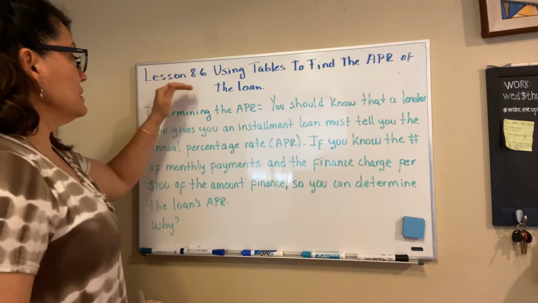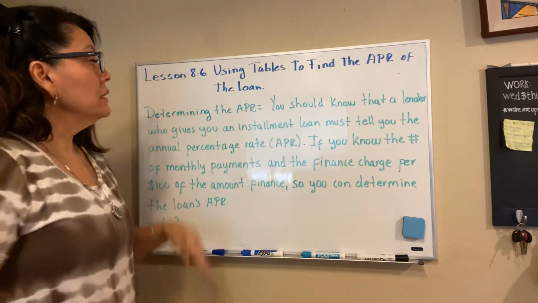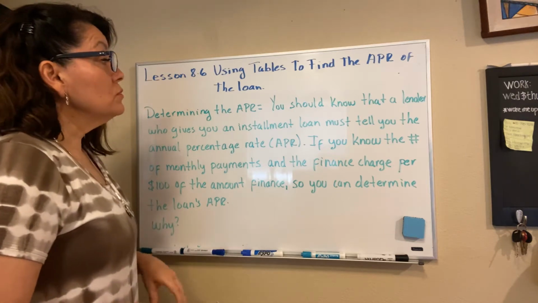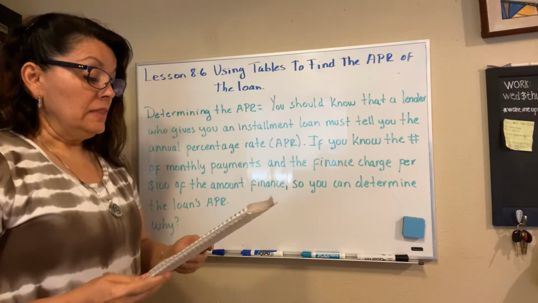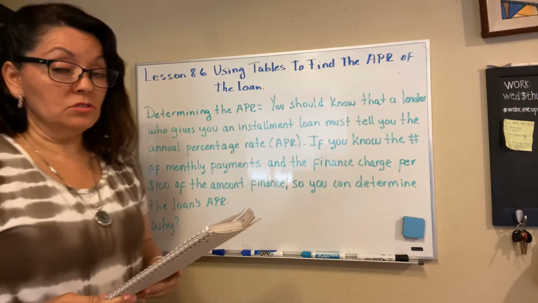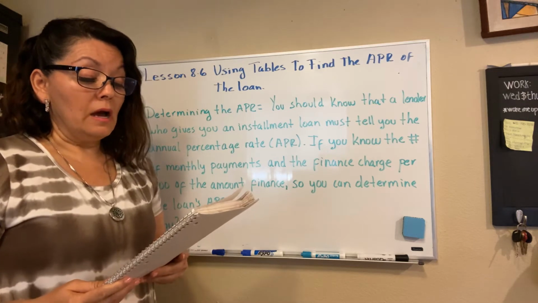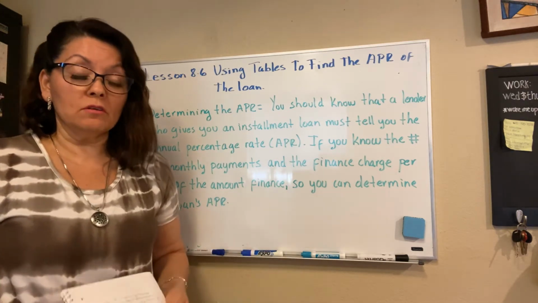So this is the last lesson of chapter 8 for Business Math 1. And what are we going to do? We're going to use the tables to find the APR of the loan. The objective of this lesson is the student will be able to determine the annual percentage rate of a loan using a table and using a formula.